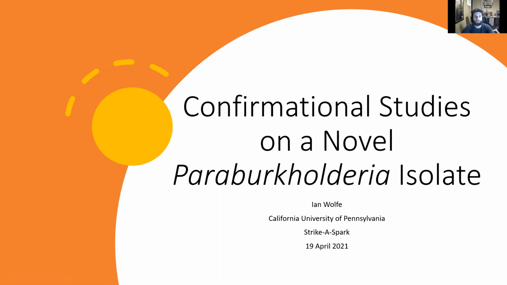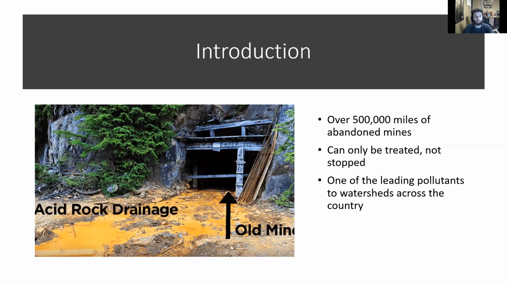And this presentation is on the conformational studies of a novel Paraburkholderia isolate that was taken from an acid mine drainage remediation site. Now, to start off, I'd like to give you a little introduction on what acid mine drainage is. So, acid mine drainage comes from runoff from old abandoned coal mines and metal mines.